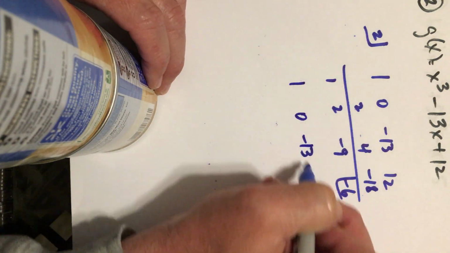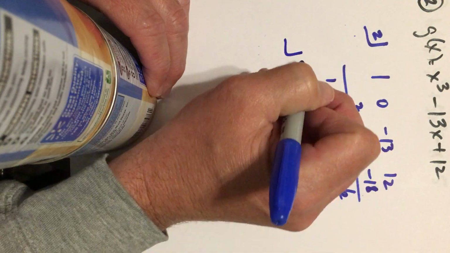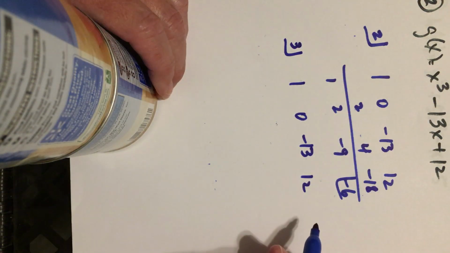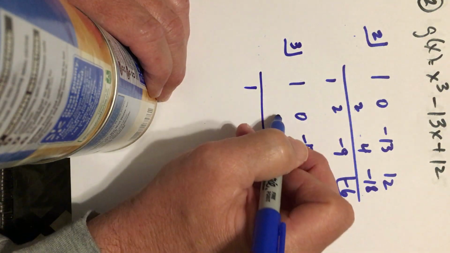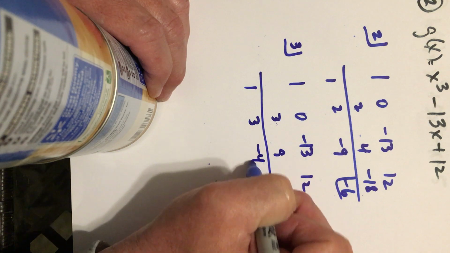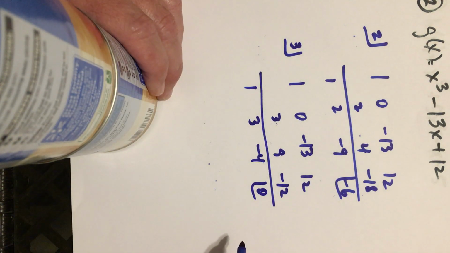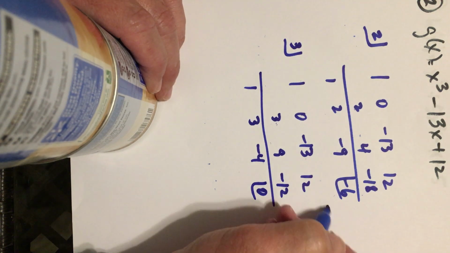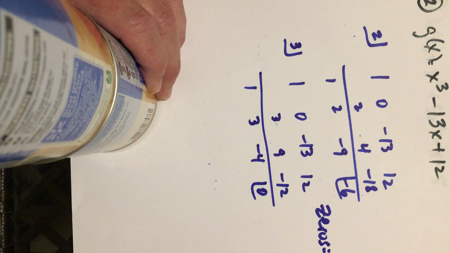1, 0, -13, and 12. And let's try another number. Let's try the number 3 because I know it's going to work. If I drop the 1, 1 times 3 is 3 and add. 3 times 3 is 9 and add. -4 times 3 is a -12 and add. I got a 0 as a remainder. That means when I'm writing my zeros, one of them is a +3.